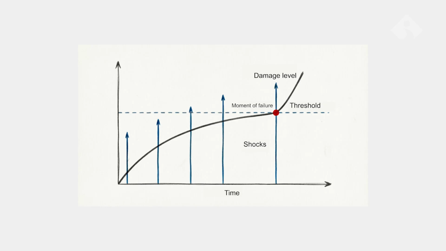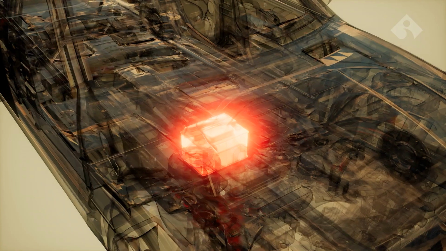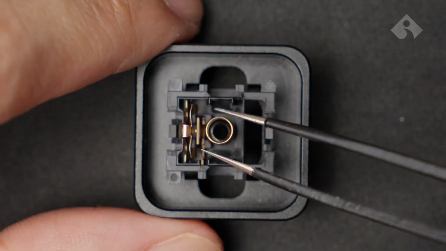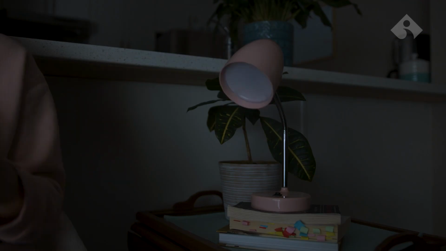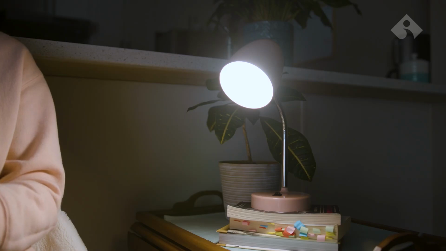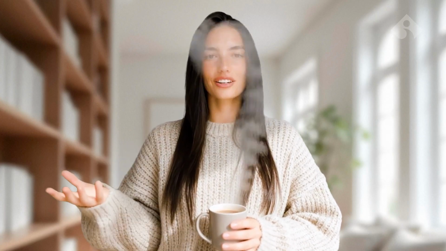A shock does not have to be dramatic. Voltage fluctuations, temperature changes, loose contacts, dust, or repeatedly turning a device on and off all count as shocks. Each shock leaves small damage that the system initially tolerates. Over time, the system weakens until a once harmless shock becomes enough to cause a failure.